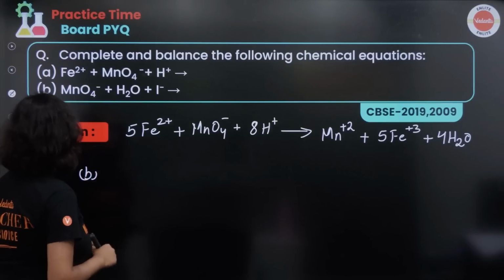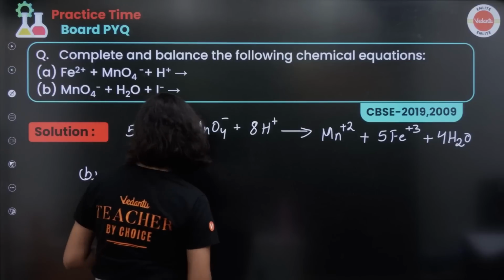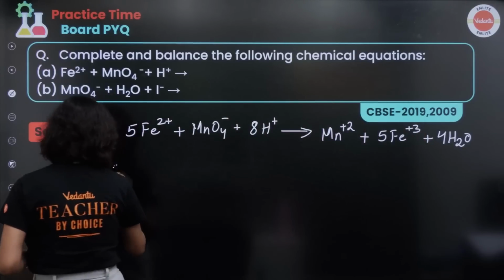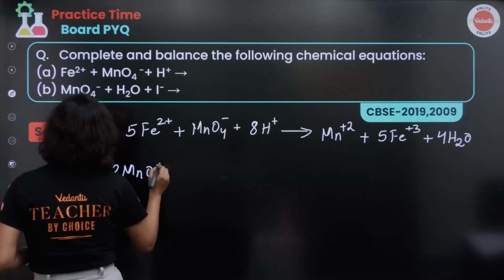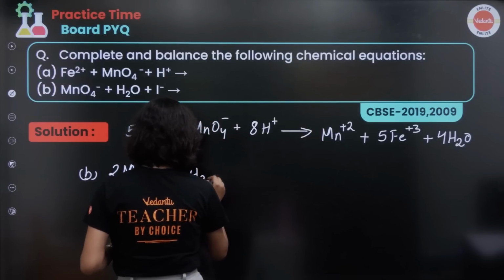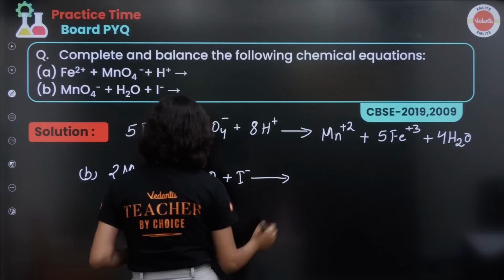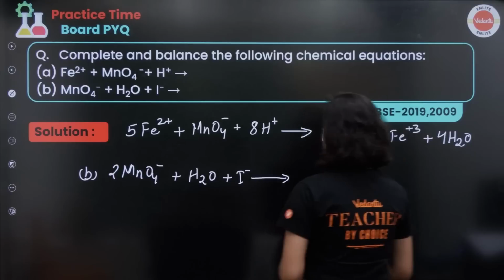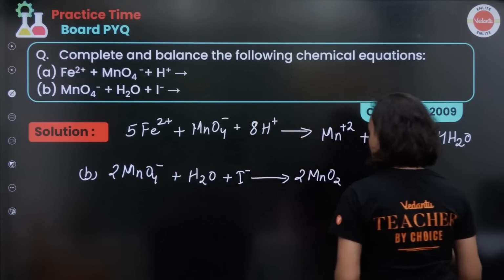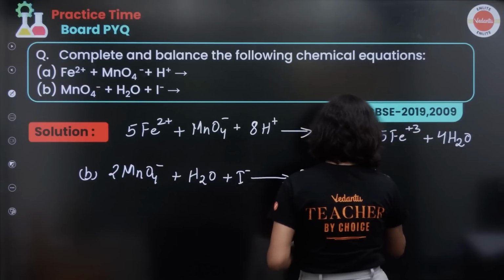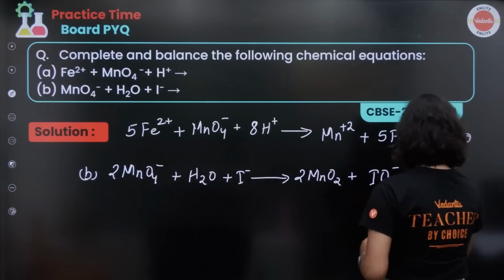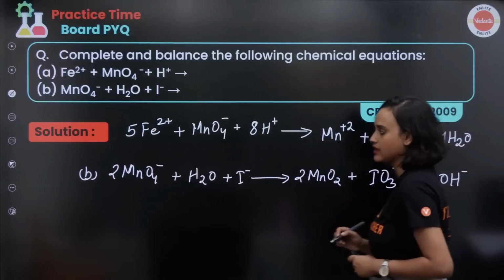Next is MnO4- plus H2O plus I-. How many MnO4- do we take? We will take 2 MnO4-, plus H2O, plus I-. What will we get here? We will get 2 MnO2, plus IO3-, plus 2 OH-. That's it, guys.